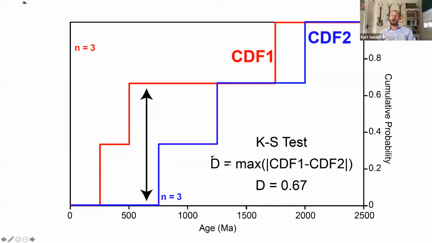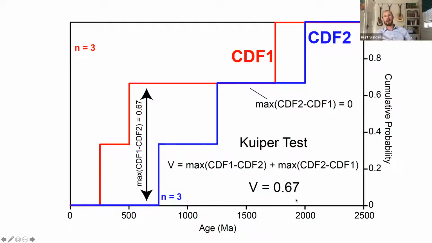And here, a high value of 1 is the worst fit. So a 0 is a perfect fit and a 1 is a terrible fit. And you can imagine if these are identical and you subtract them from one another, you would get a 0. So that's why a 0 is a good fit.